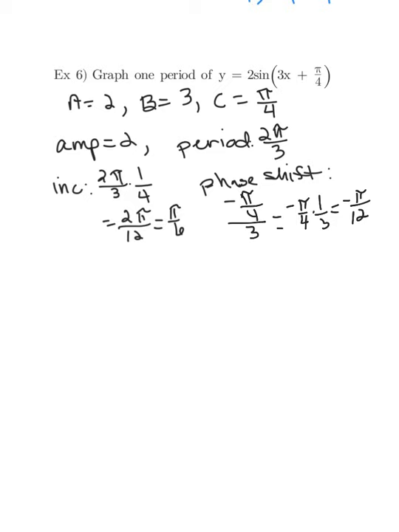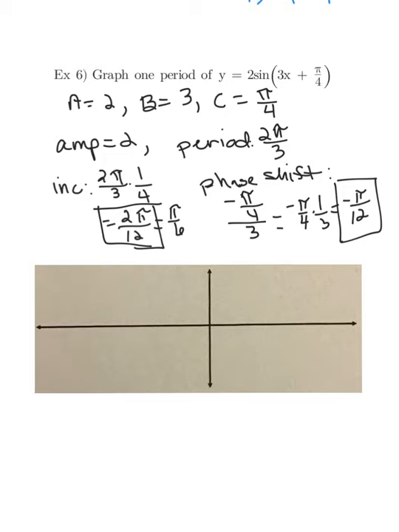Notice that our unsimplified version of the increments was 12ths. So I'm going to use that version instead of the simplified version. So there is our common denominators, which are going to be very helpful for our graph. Putting the graph together, our amplitude is 2. So our high is 2, our low is -2.